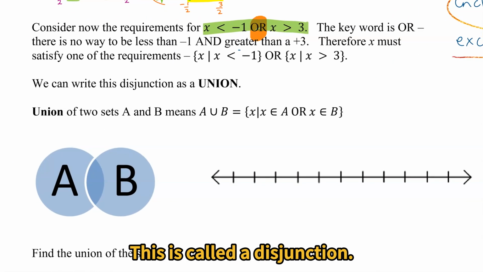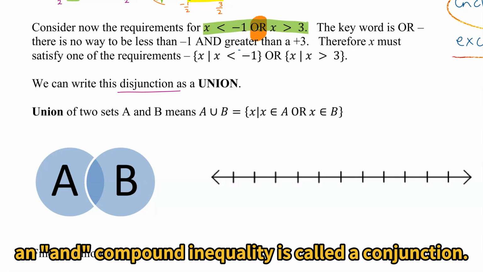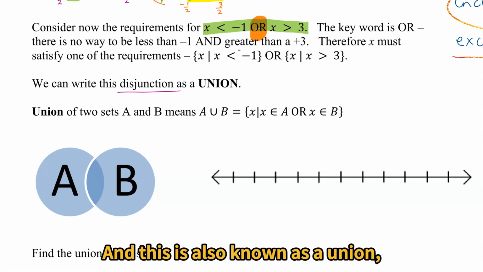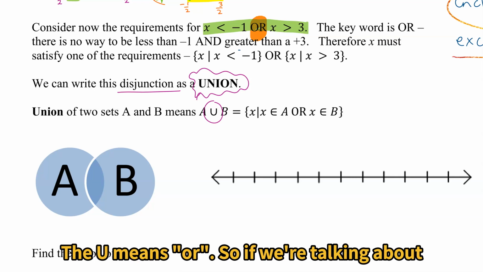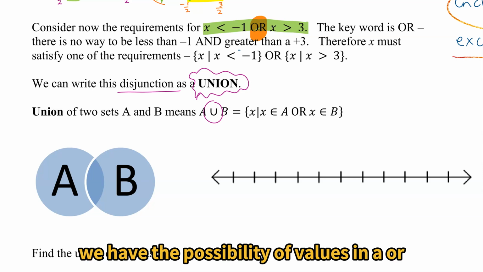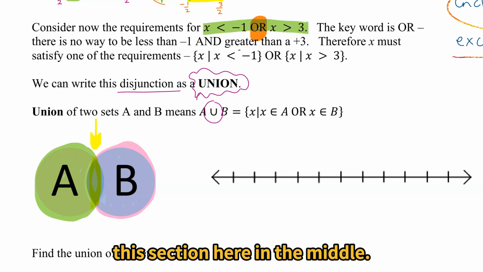This is called a disjunction. We saw before that an and compound inequality is called a conjunction. An or inequality is called a disjunction. And this is also known as a union, which is why you'll see that U between two sets. The U means or. So if we're talking about a union of two sets A and B, we have the possibility of values in A or values in B or values in both. This section here in the middle.